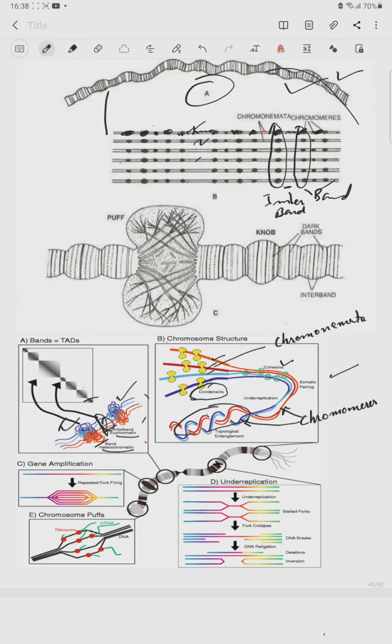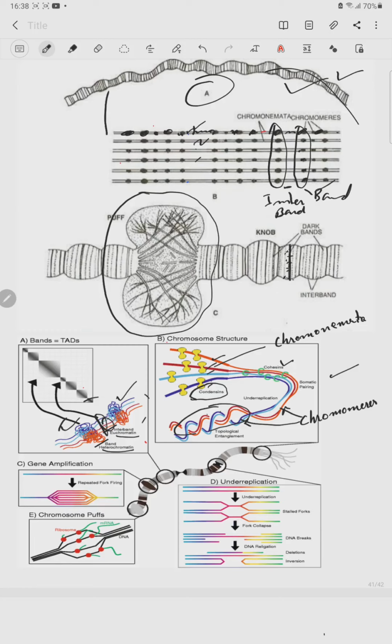Now we see the structure of the puff, as it is present in the question. What is the puff? A puff is a highly expressed gene. Each dark band is a type of gene site. That is, it represents a gene, and that is the band formation. Bands are formed by the side by side alignment of the chromomeres. It means there are a large number of genes of the same type at this region.